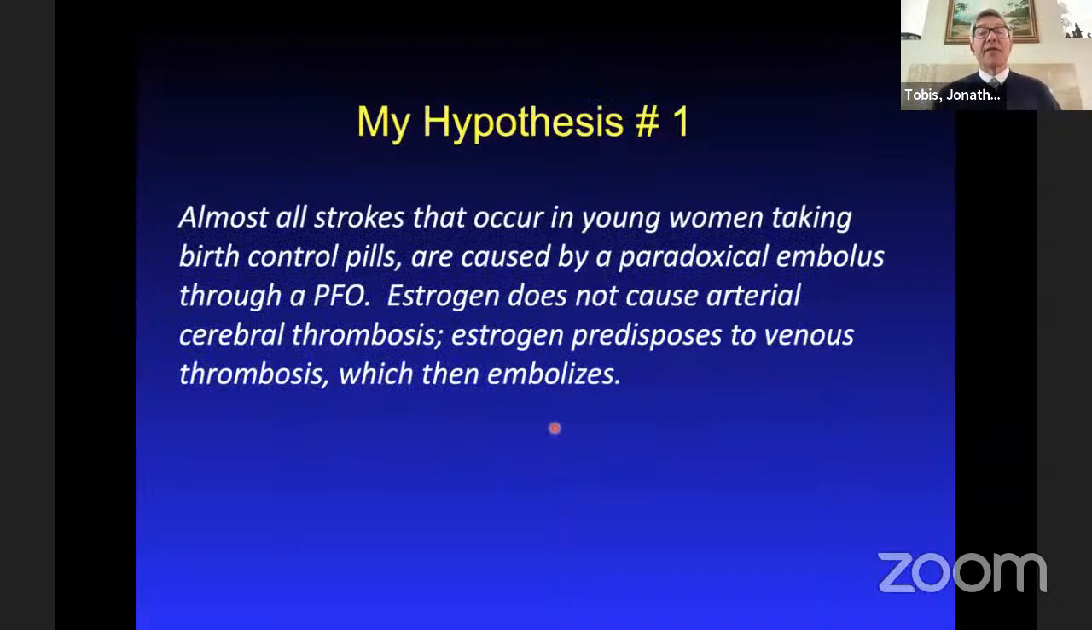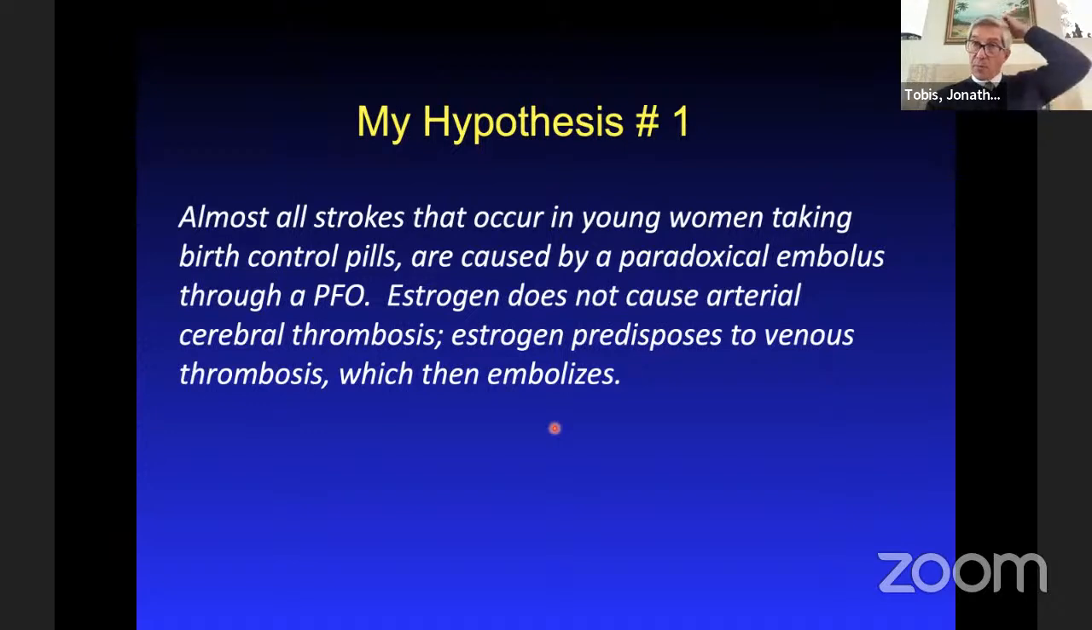Just as an aside, I think that all strokes, or almost all strokes, in young women taking birth control pills are due to a paradoxical embolism through a PFO. Estrogen itself does not cause arterial cerebral thrombosis, but estrogen predisposes to venous thrombosis, which then embolizes. The problem is none of the birth control pill studies have ever included a transcranial Doppler or some method for identifying whether patients have PFO. And pregnancy is dangerous in and of itself, so the obstetricians are reluctant not to use birth control pills.